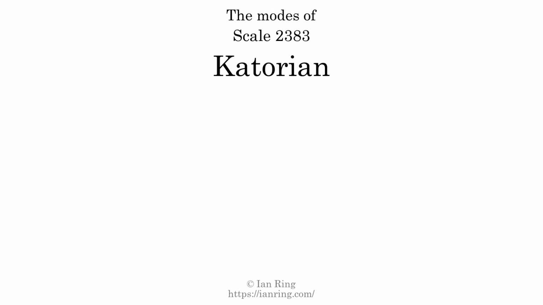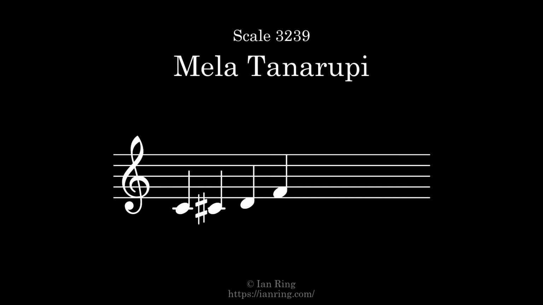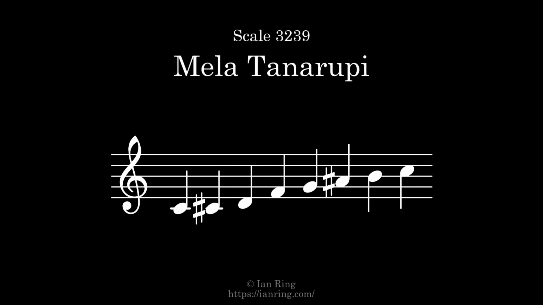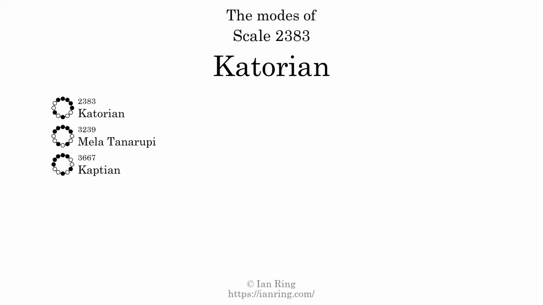This scale has 7 modes. The first mode is itself. The second mode is scale 3239, also known as Milatanarupi. It sounds like this. The third mode is scale 3667, also known as Caption. It sounds like this.